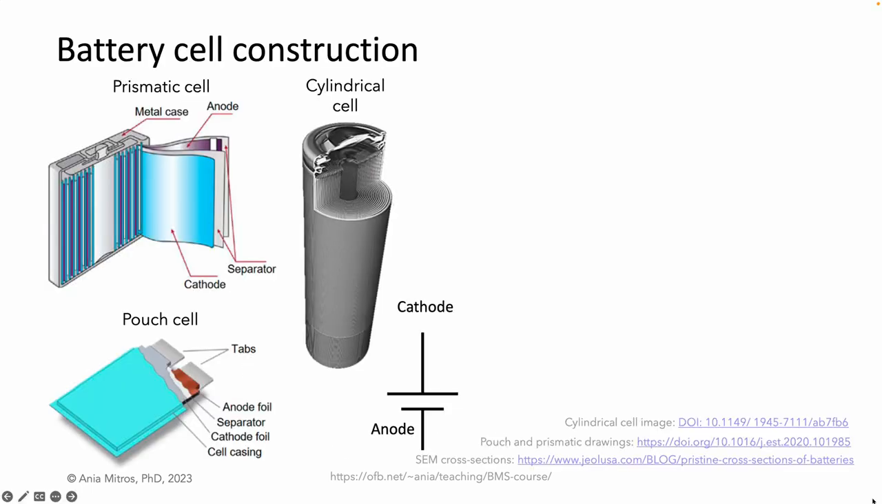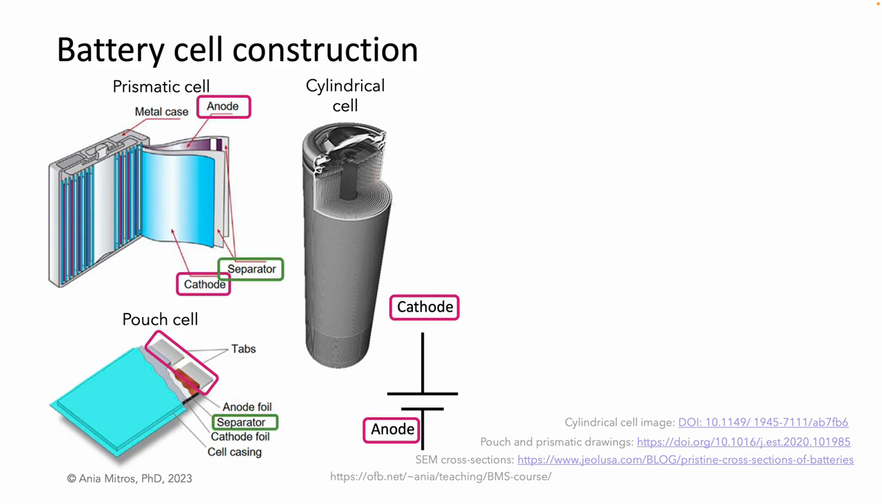These images show the various parts of a cell. Pouch cells, prismatic cells, and cylindrical cells all have an anode, a cathode, and a separator, and differ in the way that these layers are folded or rolled together. For this class, I need you to know that the anode and cathode are the 2 terminals. The separator is easy to remember because the separator separates the anode and cathode.